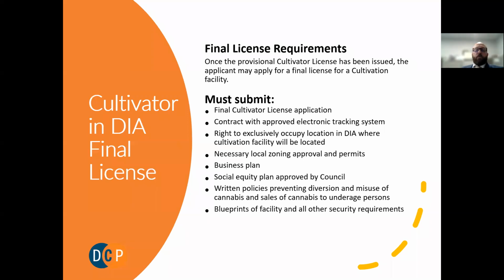Just as a note, final license. Once the provisional cultivator license has been issued, the applicant may apply for final licensure. The applicant is going to have the final, complete application. They have to have a contract with the electronic tracking system, or the seed to sale tracking system. They have to have a right to exclusively occupy the location where the cultivation facility will be located, have all necessary local zoning approval and permits, a business plan, a social equity plan approved by the council, written policies and procedures preventing diversion and misuse of cannabis and sales of cannabis to underage persons, and all blueprints of the facility and security requirements. The facility will be subject to an inspection prior to final approval.